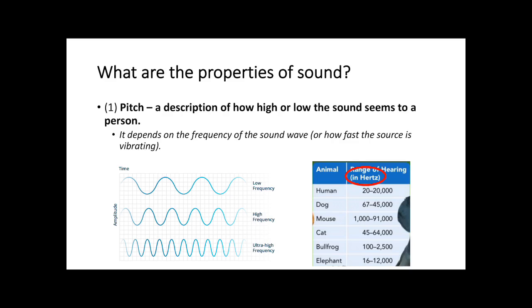It depends on the frequency of the sound wave, or how fast the source is vibrating. So here you can see the difference between low frequency and high frequency and ultra high frequency. You see more waves appearing when you have a higher frequency sound. And the other chart that you see here is just an example of the range of hearing. So what is the frequency of sound that humans can hear compared to dogs, the mouse, and some other animals?